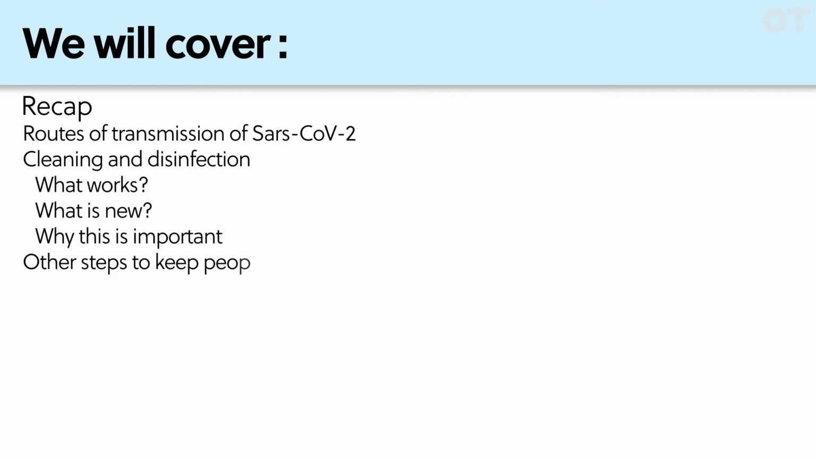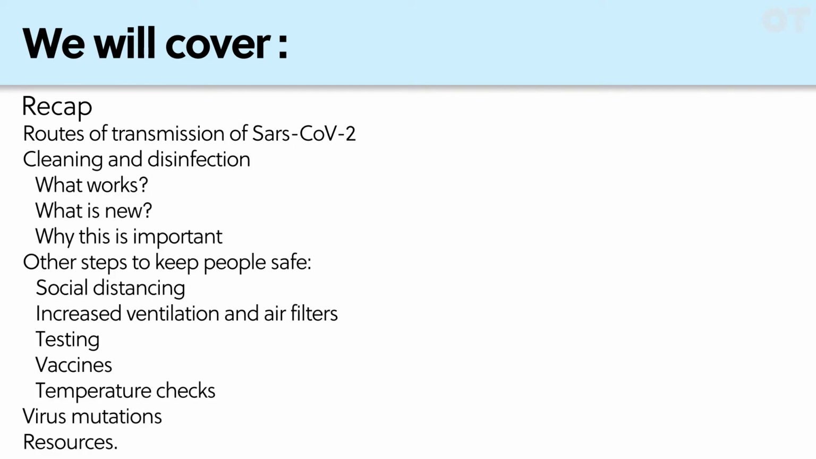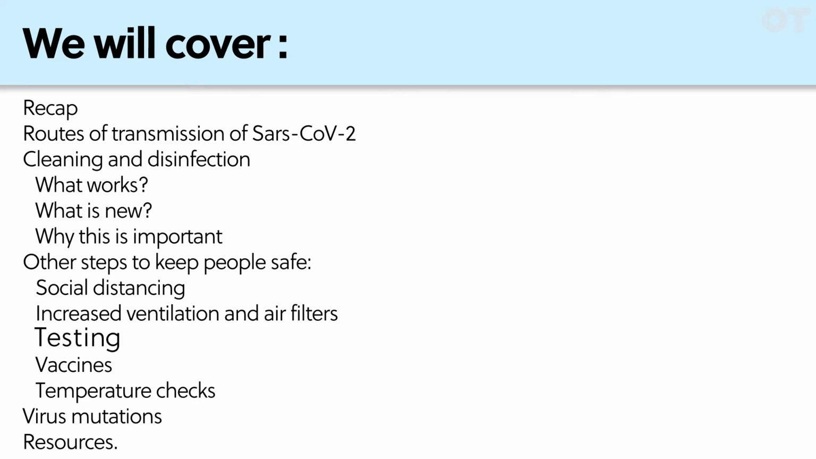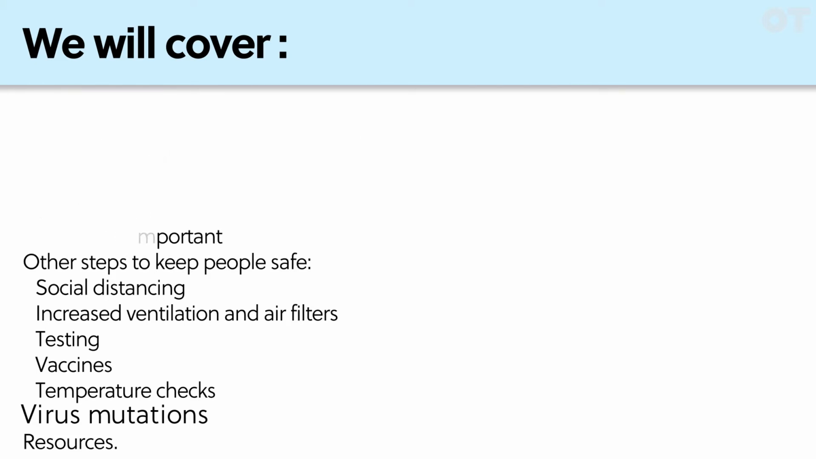For this lecture, we're going to cover a range of topics. We're going to begin with a recap on the basics of infection control, just to make certain that we aren't slipping into any bad habits. We're then going to look at the routes of transmission of SARS-CoV-2, cleaning and disinfection, what works and what doesn't work quite so well, any updates from last time, and why these are important. We're also going to look at other steps to keep people safe, including social distancing, the effect of increased ventilation, the role that testing plays in keeping people safe, vaccines, and the effect that virus mutations may have on the effectivity of vaccines and the measures that we need to take.